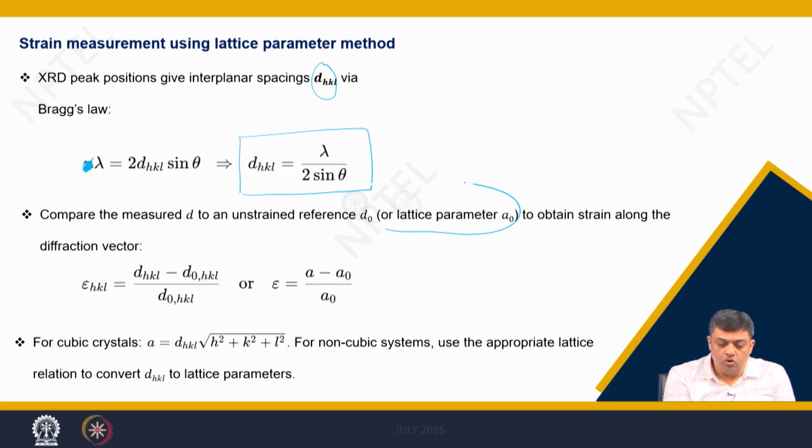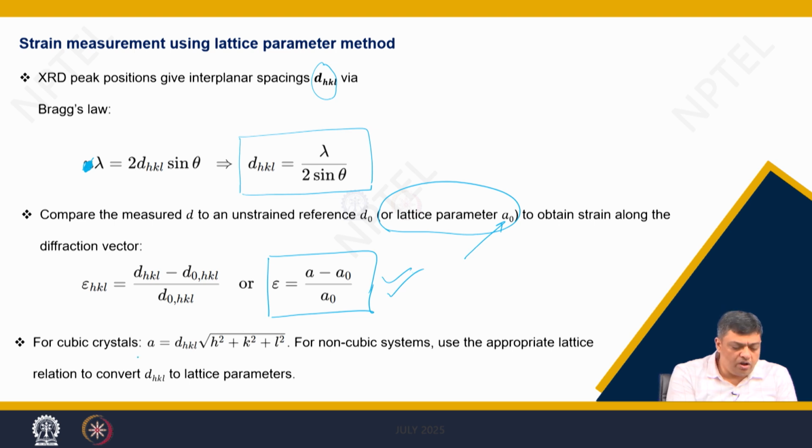So, you take a condition when the lattice is not strained and you get a parameter A0. If you want to determine the magnitude of strain along the x direction, let us say in which you are measuring a lattice parameter A, then epsilon is given by (A minus A0) by A0, and that is a straightaway determination technique to get information about strain.